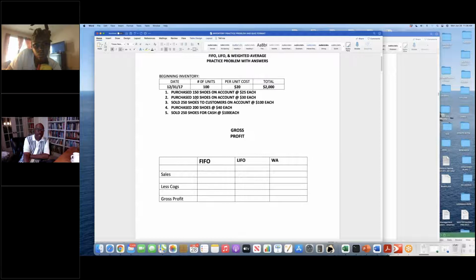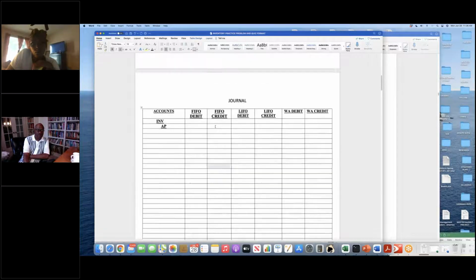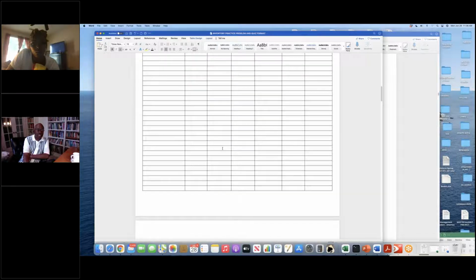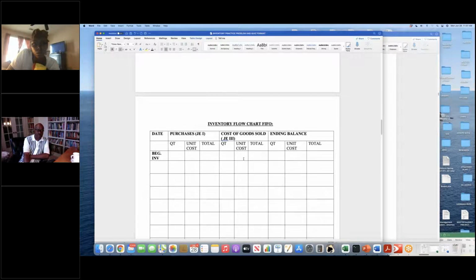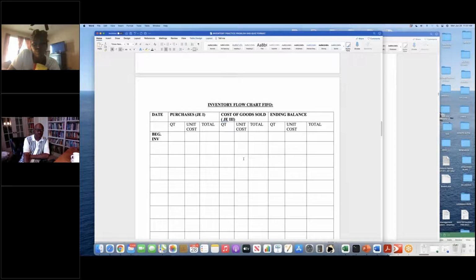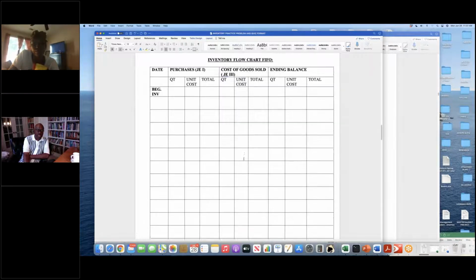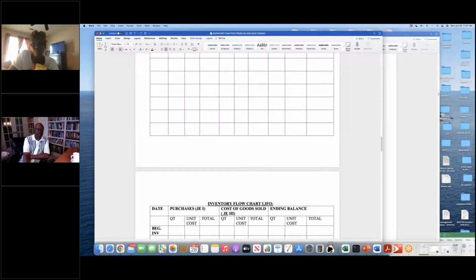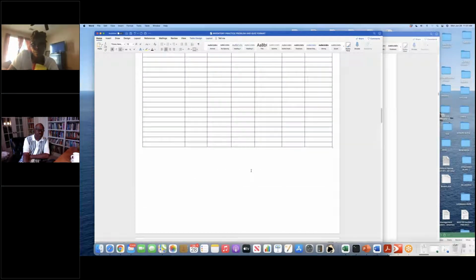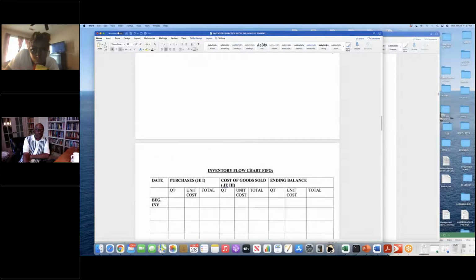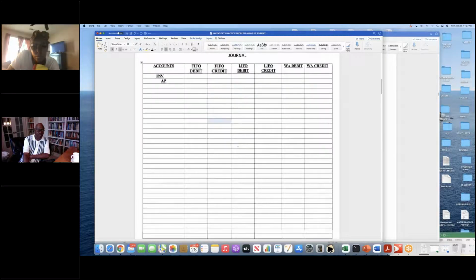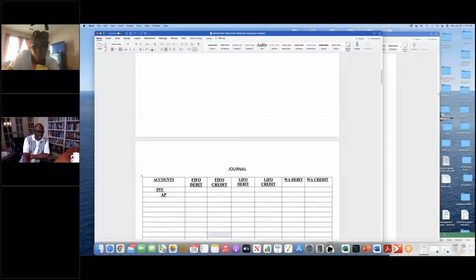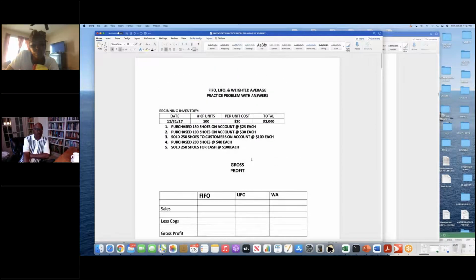So you have to make the journal entry here. Then you have to post it or put it in the inventory chart. And then make the journal entries there. As we make these journal entries, we're going to transfer to the inventory account also. So let's see how this problem would work.